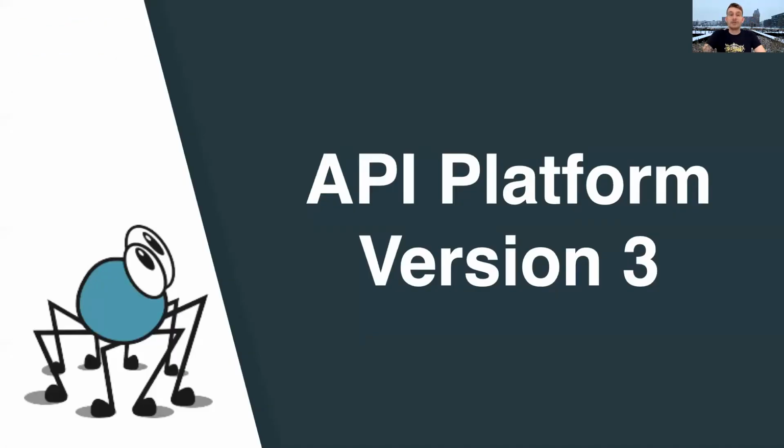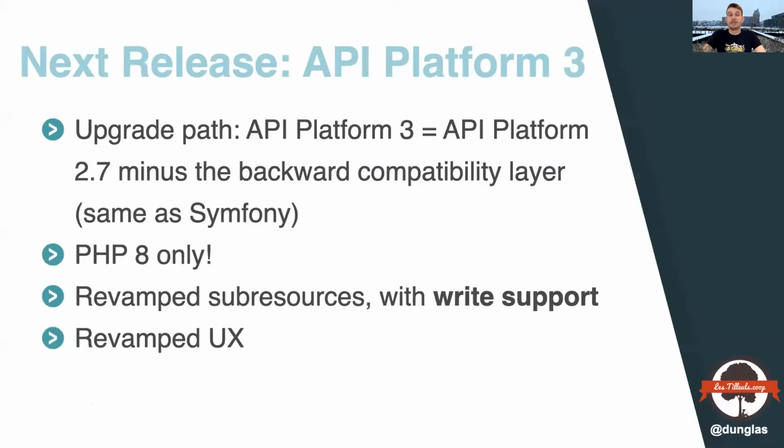Also, we announced API Platform version 3. API Platform version 3 will be released this year, and it will be API Platform 2.7, the next version, without the backward compatibility part. So it means that API Platform 2.7 will be backward compatible with API Platform 2.6 and will contain all the features that will be in API Platform 3. But API Platform 3 will be the same thing, but without the backward compatibility with API Platform 2.